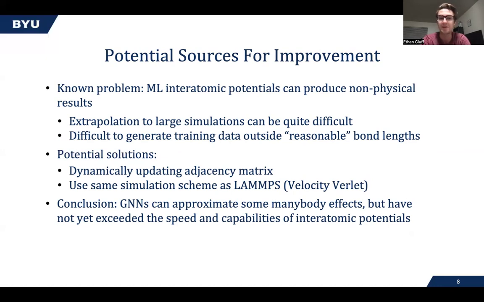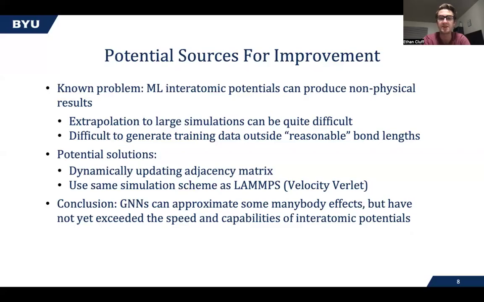Also, dynamically updating the adjacency matrix instead of just setting it at the beginning could be helpful as atoms potentially get closer to other atoms and shift their neighbors slightly. And then one other thing that I wanted to do but ran out of time to do was to use the same simulation scheme and integration scheme as LAMMPS, which is the velocity Verlet integration.